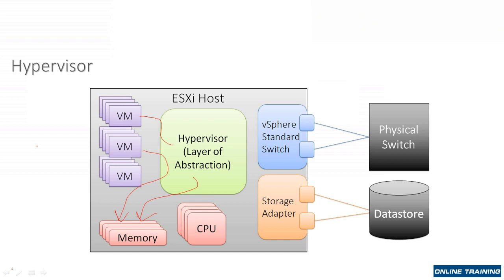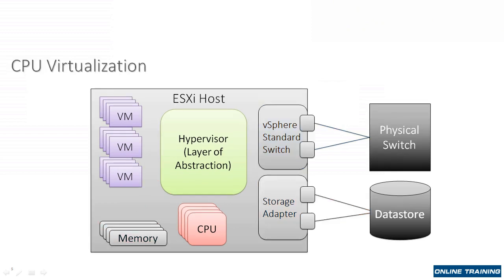So my VMs are not actually seeing the physical resources at all. They're seeing a virtualized version of those physical resources that we can control because of this layer of abstraction that exists. And one of the most important resources that's shared across virtual machines are my CPUs.